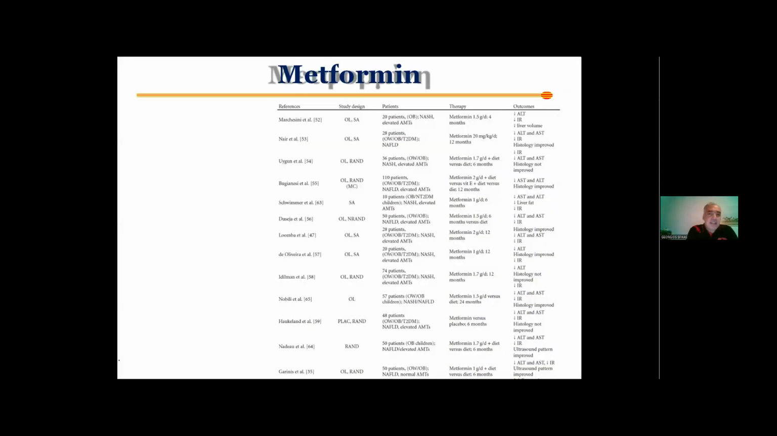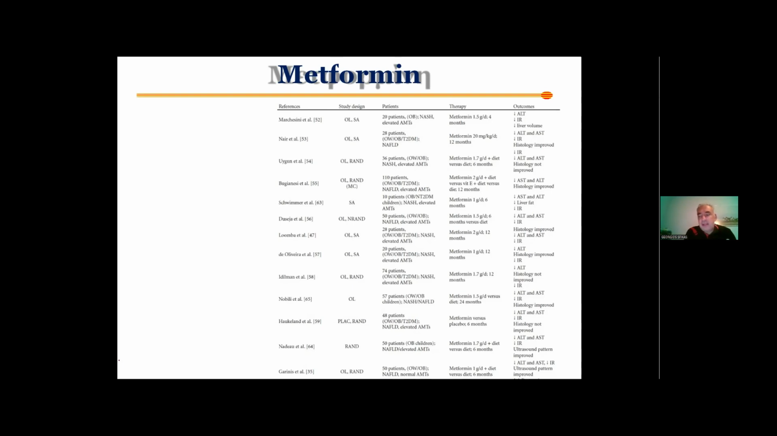Now, metformin, as the main drug that improves insulin resistance, is of course one drug that has been widely used to treat non-alcoholic fatty liver disease and non-alcoholic steatohepatitis. There are many studies that try to establish if metformin is really a good medication for non-alcoholic fatty liver disease and non-alcoholic steatohepatitis. The thing is that most of these studies didn't include a large number of patients. As you see, there is only a very small number of patients, only from 20 to 74.